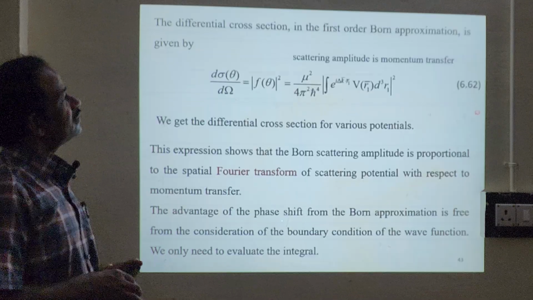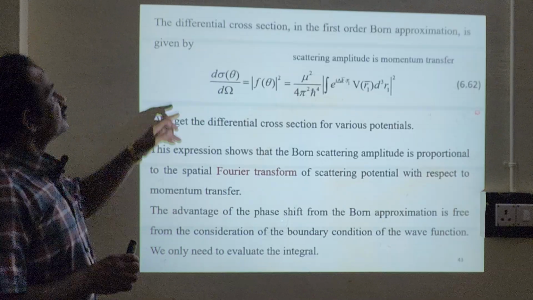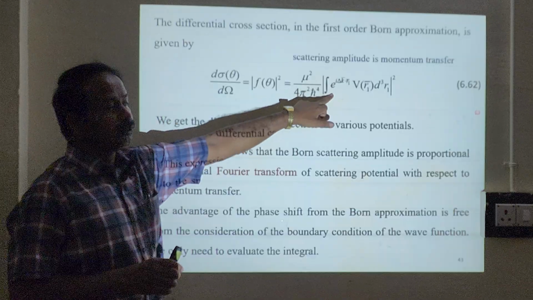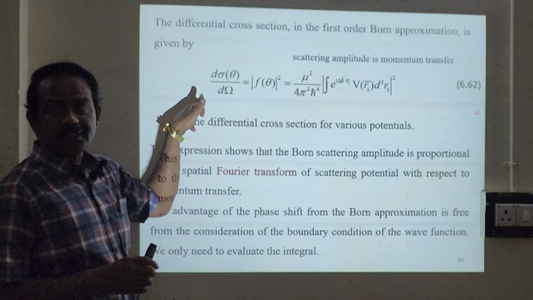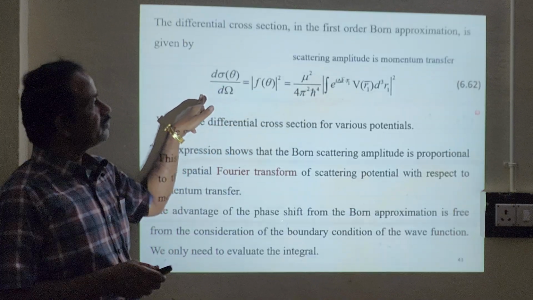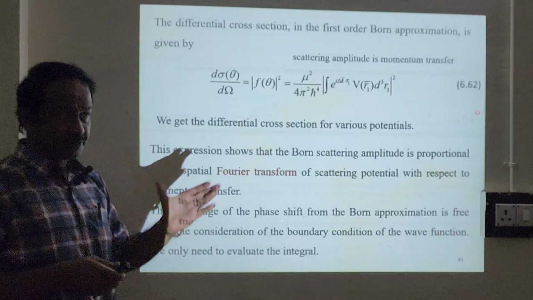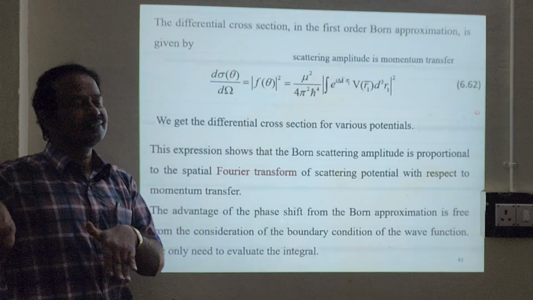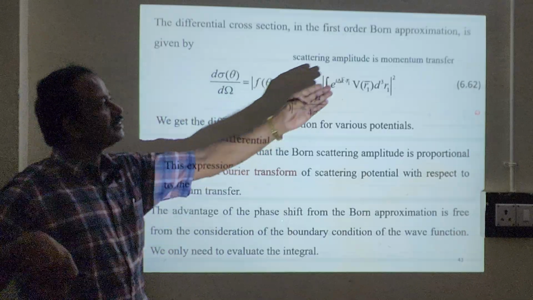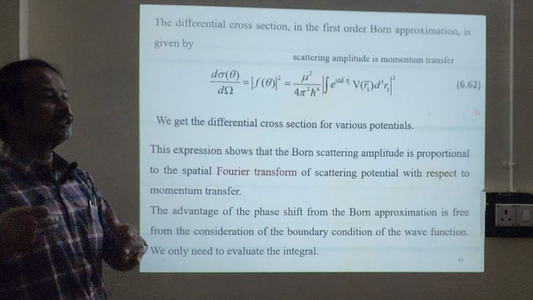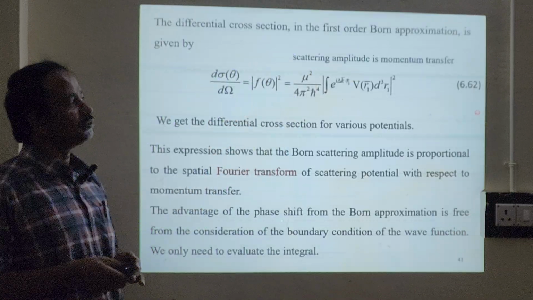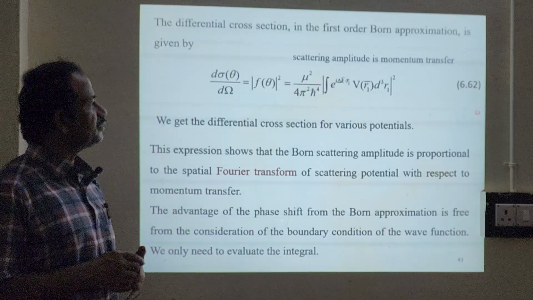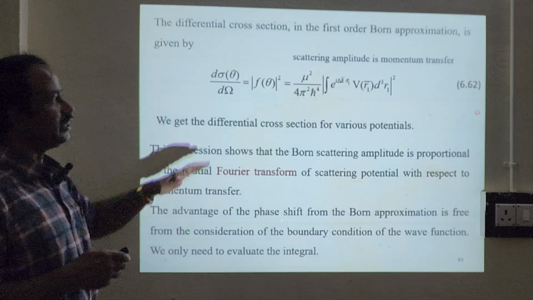The differential cross section in the first order Born approximation is given by this, and squaring both sides will give you the differential cross section. So the scattering amplitude is in terms of momentum transfer. We have done this by means of only a Fourier transform, the reciprocal lattice. K space is nothing but your momentum space. That's why the scattering amplitude is obtained only by means of momentum transfer. We get the differential cross section for various potentials.